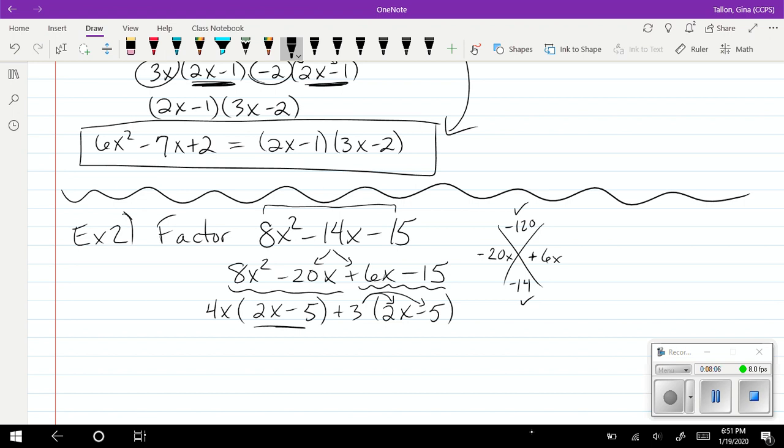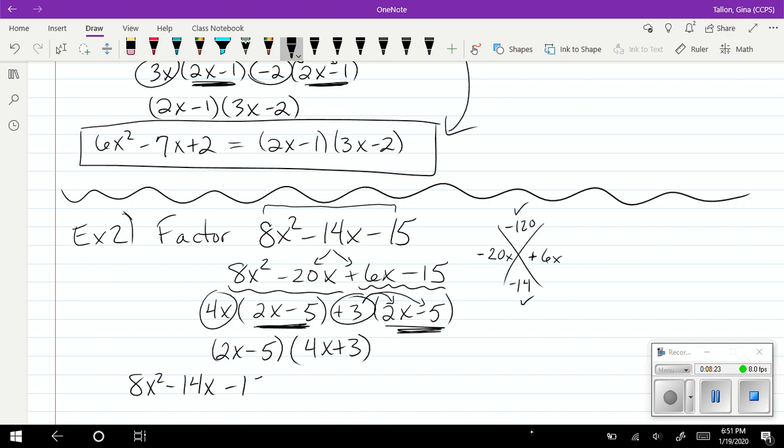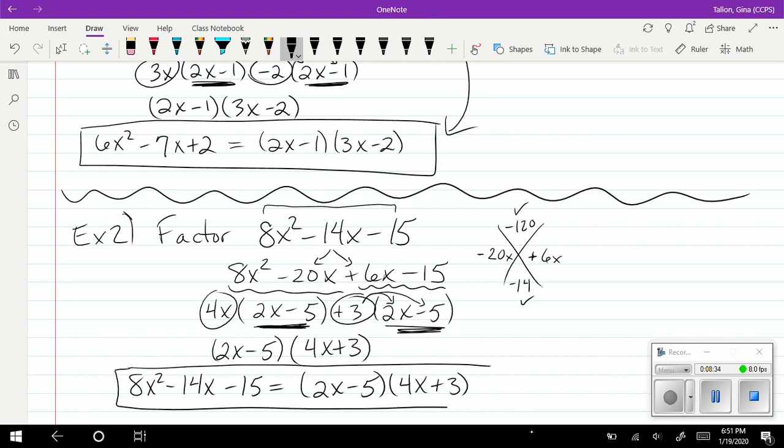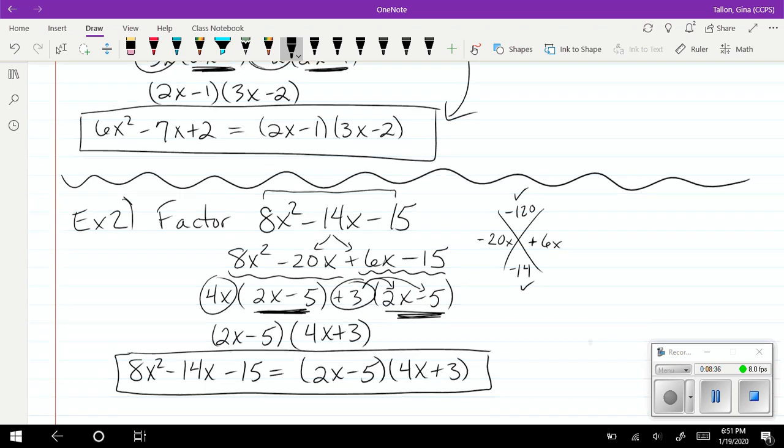All right, so I have a 2x minus 5 here and a 2x minus 5 here. I will factor out the 2x minus 5. I am left with 4x plus 3 in my other set of parentheses. So therefore, my original quadratic, 8x squared minus 14x minus 15, is now equal to 2x minus 5 multiplied by 4x plus 3. This is a final good answer. And we have factored by grouping.